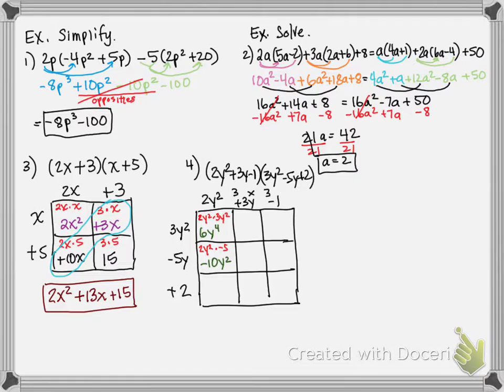And then we have 2y squared times 2, which is going to give us, and again, remember to include the sign, positive 4y squared. Okay, now let's go down the 3y column. We have 3y times 3y squared, so that's going to give me 3 times 3 is 9, so positive 9. Y times y squared is y cubed. Okay, and then let's see what else we get.